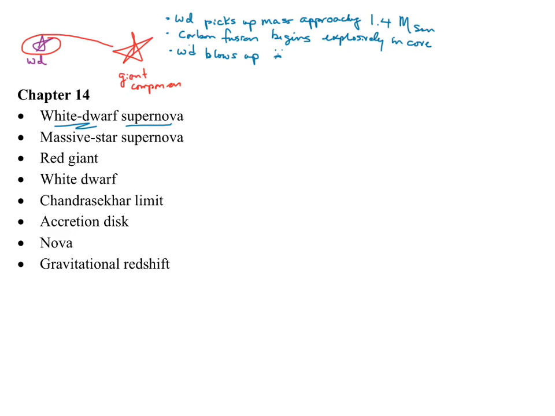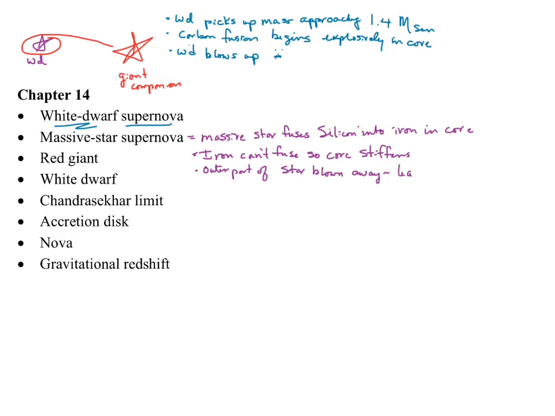And then a massive star supernova is different. That would be the type 2 supernova. The massive star supernova, we talked about tonight too, I think a little bit. Basically, it ends up with an iron core, and then iron can't fuse. So the core collapses, and the outer part of the star is blown away. But it leaves a little nubbin that is either a neutron star or a black hole after the supernova event.